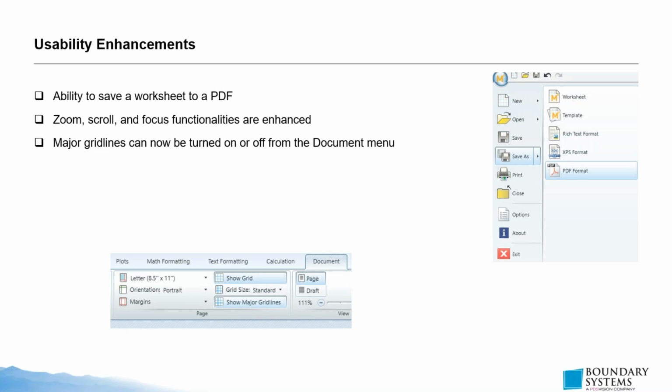In terms of usability, the big change here is that we are now able to save our Mathcad worksheet directly to a PDF from the Save As menu, which you can see in the image on the right. We also have some enhancements to the traditional mouse buttons, such as zoom and scrolling. And we are now also able to turn on our major grid lines from our document menu or document tab, which you can see in the bottom image.